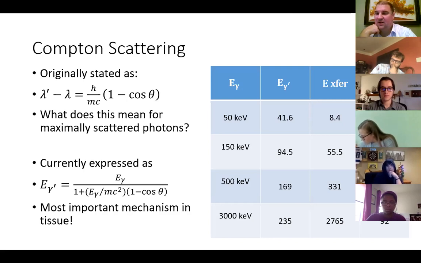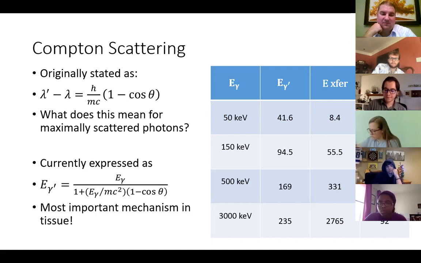So we could use our 511 keV times c, 2 times Planck's constant. That means no matter what the energy is of the gamma ray, it would always have the same wavelength shift for a maximum scattering. Of course, when we go to energies, we're not always going to see the same energy difference.